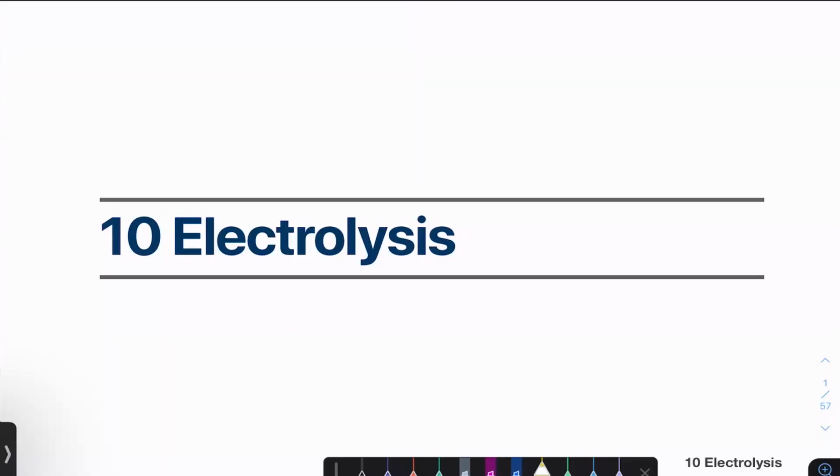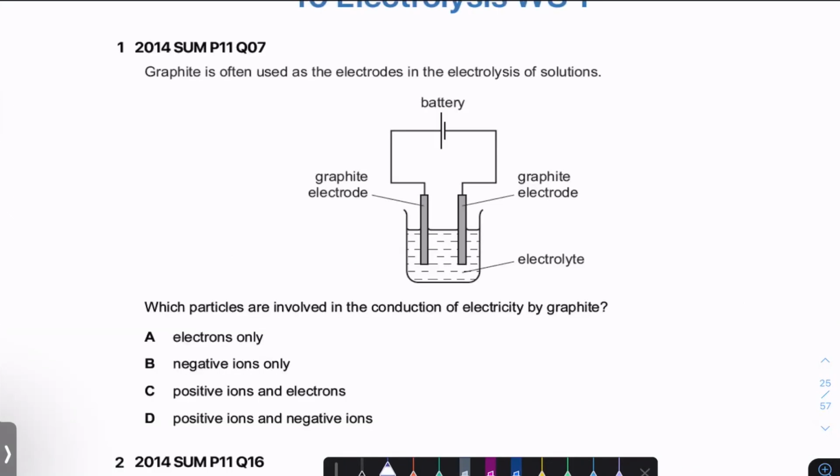Okay, so we have already reviewed the basic concept of electrolysis, so this shouldn't be a problem for us. So let's get started. Graphite is often used as electrode in the electrolysis of solution.